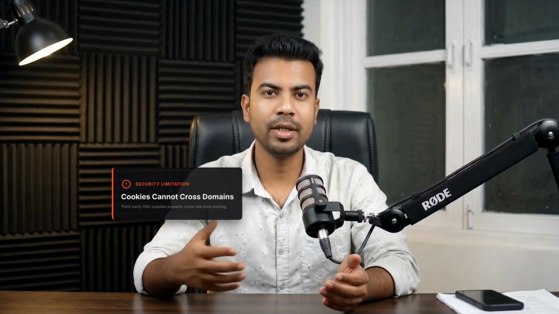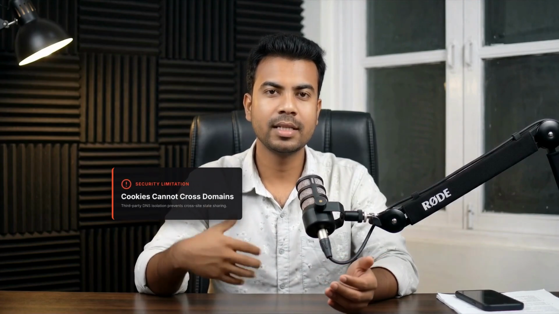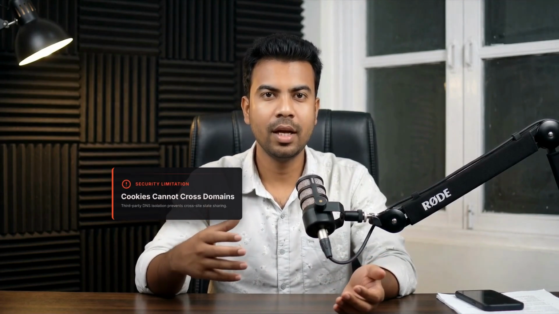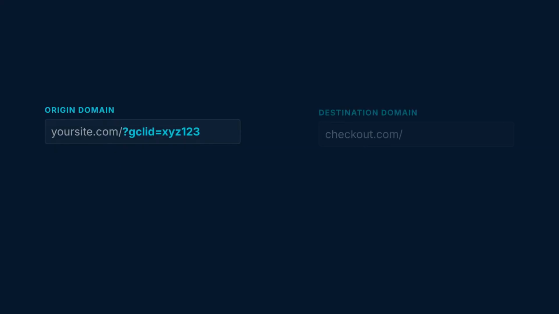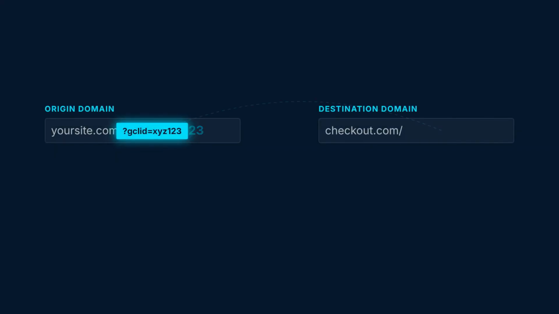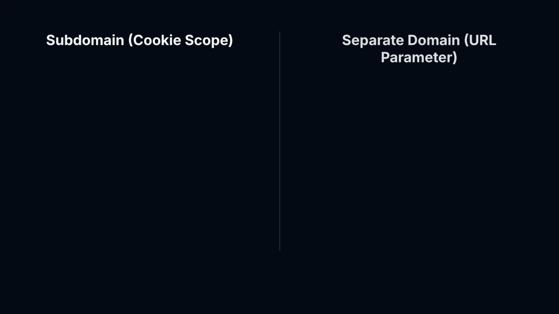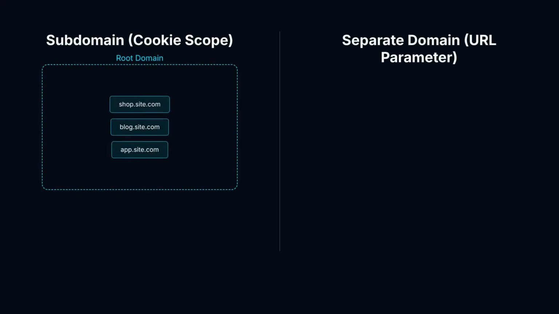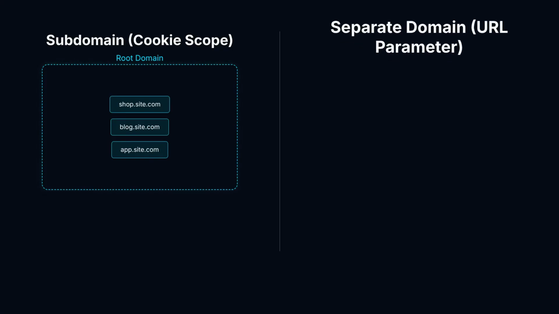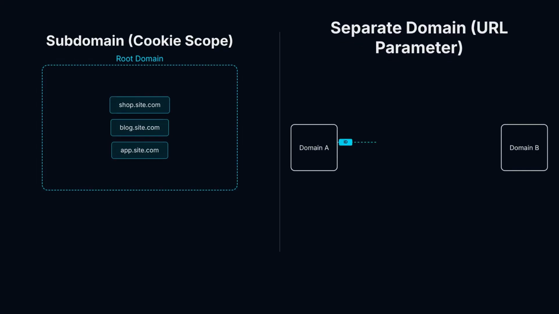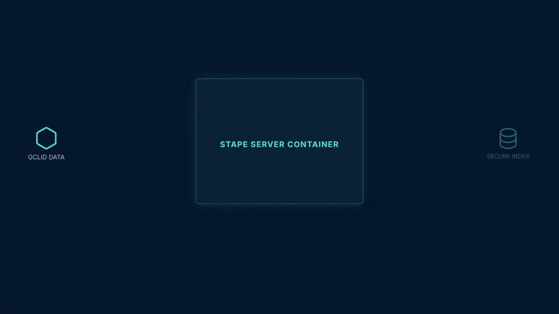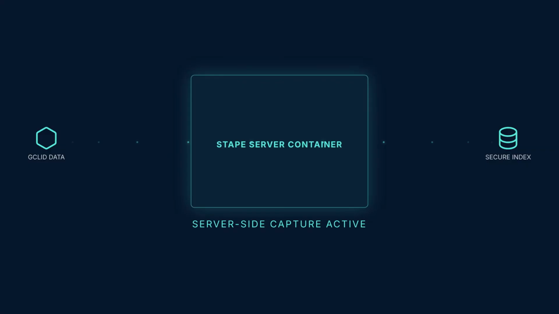For a fully separate domain you do not control at the DNS level, such as a third-party checkout provider, this approach will not work. In that case, pass GCLID as a URL parameter into the destination domain and capture it server-side there instead. Step 4. Subdomain versus fully separate domain. Subdomain tracking is simpler with the root domain cookie. Separate domain tracking requires URL parameter pass-through. You will recapture it server-side on the destination domain through your server container, since cookies cannot cross unrelated domains.